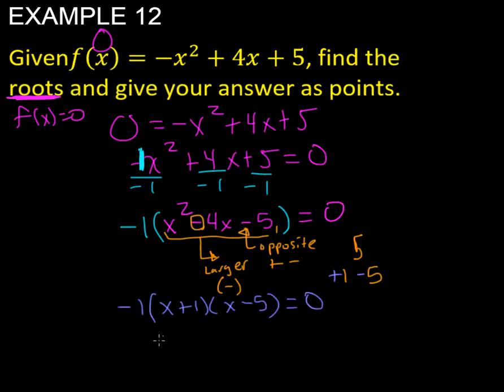Now let's solve. We're going to take x plus 1 equals 0 and x minus 5 equals 0. If you can remember the shortcut, you don't have to solve. It's just the opposite of this. So that's negative 1 and the point and the value 0. Solve this, add 5, so we get 5 and 0. So those are our 2 points. We have roots at negative 1, 0 and 5, 0.